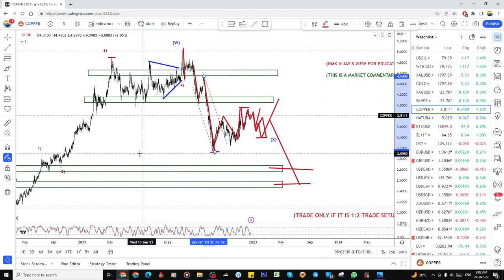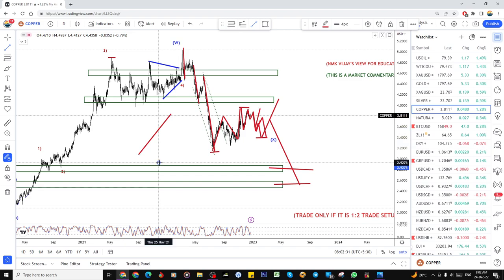So 1, 3, 5. So this is the expanding leading diagonal. 1, 2, 3. See how the wedge formation forms in the leading diagonal. So this is the leading expanding diagonal. Wave 1 is smaller than wave 3, and wave 3 is smaller than wave 5. Each and every wave is expanding. So this is the wedge formation.